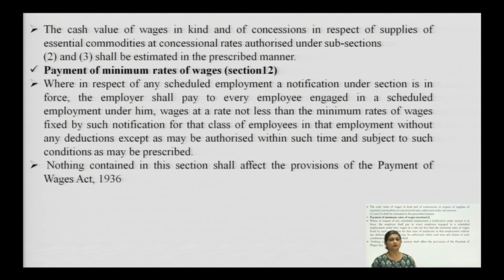Other than those authorized deductions, if any deduction has been made, that deduction will be deemed as illegal deduction. Nothing contained in this section shall affect the provisions of the Payment of Wages Act 1936. So, this is in regard to deductions made from the minimum wages of the workers, which we have studied under the Payment of Wages Act.